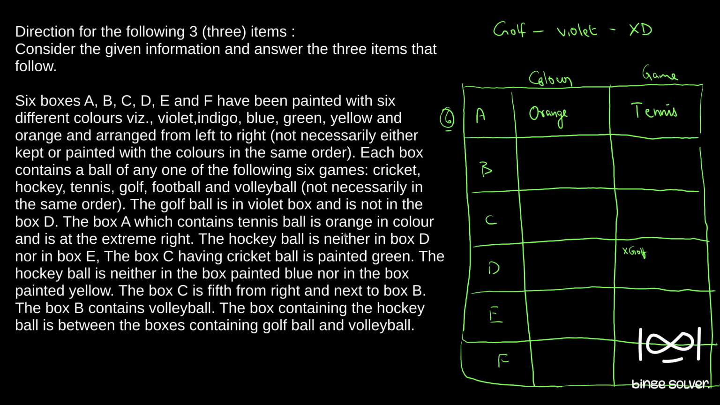The hockey ball is neither in box D nor in box E. So hockey ball is not in D and not in E. So we will write hockey. There is no hockey ball in D and E, so we cross hockey out; that entry is not here. Okay. Box C having the cricket ball is painted green. So it is cricket and it is painted green.